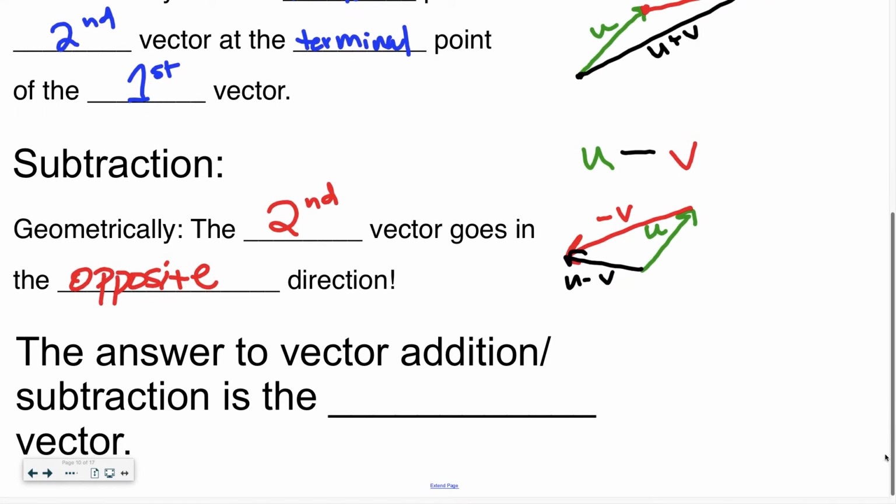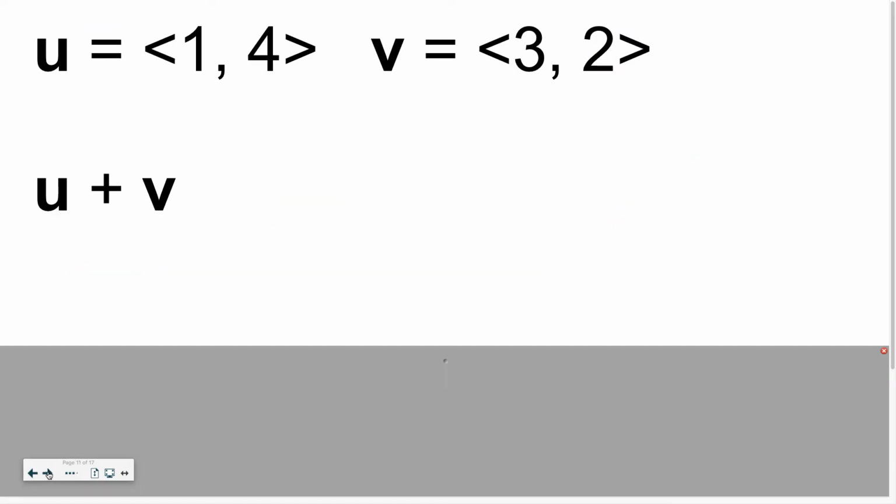Anytime we talk about adding or subtracting vectors together, you're going to see this word, the resultant. Vectors have some different vocabulary. Instead of length, we say magnitude. Instead of sum or difference, we talk about the resultant vector. I just want you to be aware of the terminology. So we're going to do a couple examples.